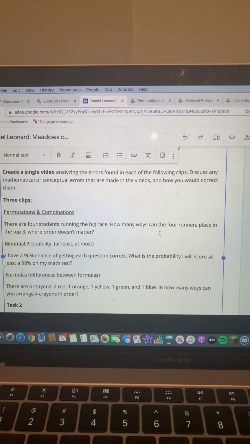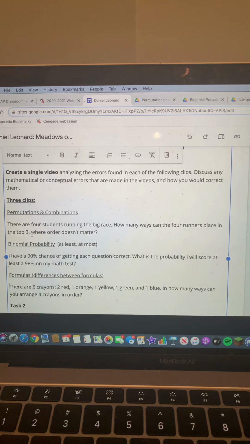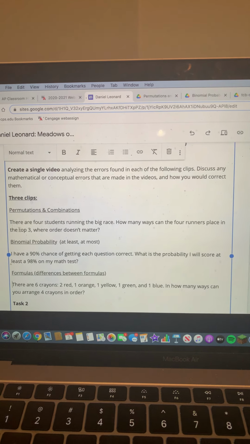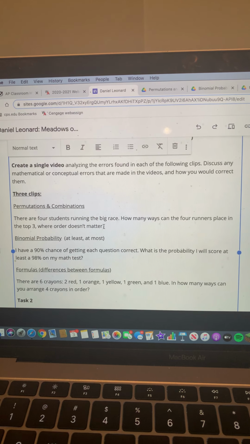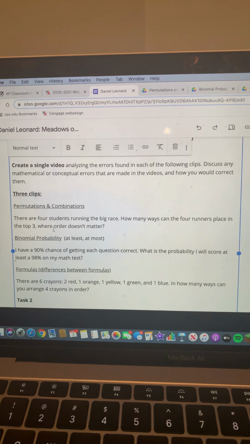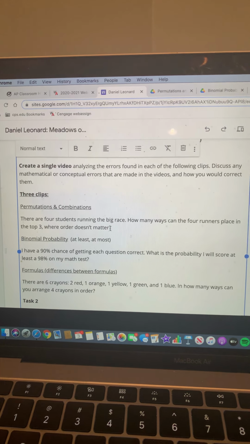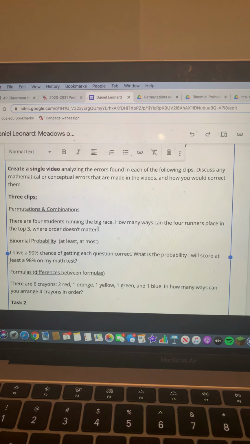How many ways can the four runners place in the top three where order doesn't matter? So this "where order doesn't matter" is very important because before you even get into this video that we're going to see that they did wrong, you already know that we should be dealing with combinations. Order does not matter in combinations. If it does matter, we're working with permutations. However, order does not matter, therefore we're working with combinations.